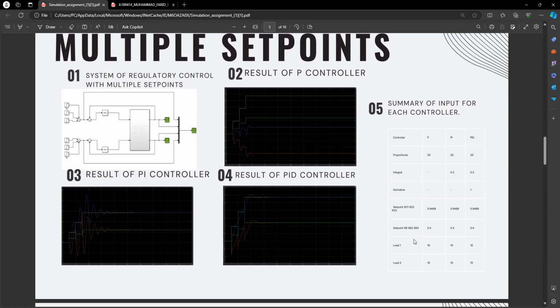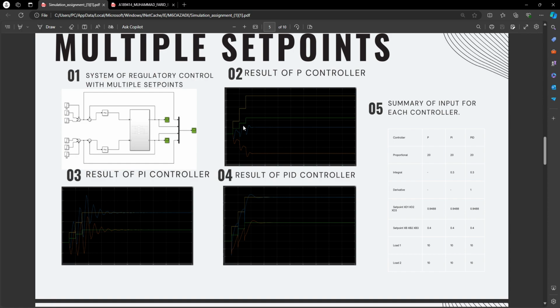Going through the next part, we are now going to set the controllers with multiple set points. The first one is the system of regulatory control with multiple set points. This is the design, where we add some multiple set points to the initial XD and XB. From these values, we are going to set the times for XD1, XD2, and XD3 as 10, 20, and 30.